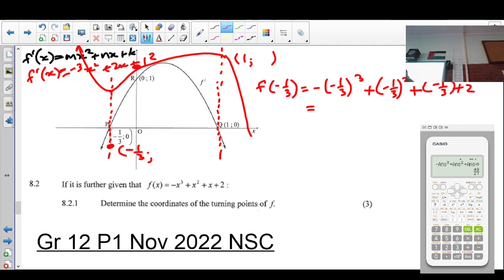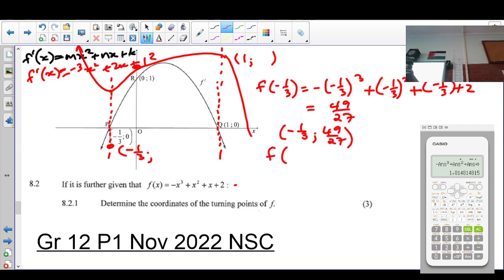So this answer is going to be 49 over 27. Let's see how much from 2 is it? Is that correct? Right. So they want the coordinates, so it's negative a third and 49 over 27.